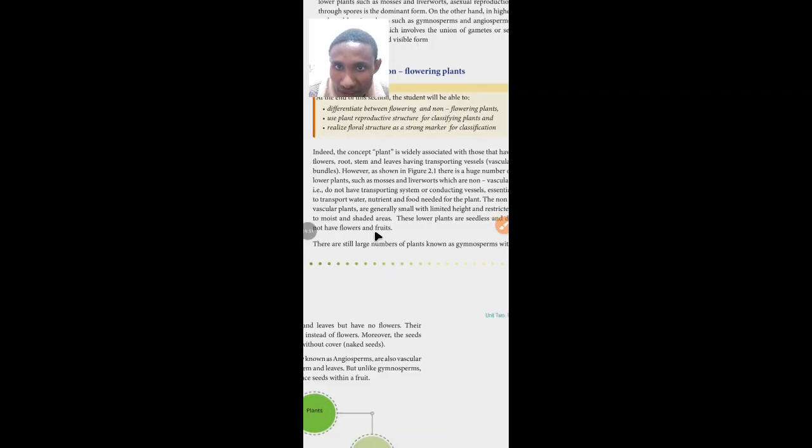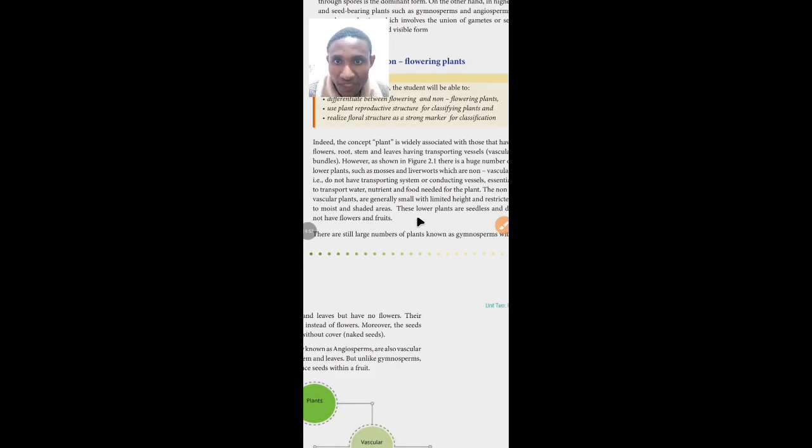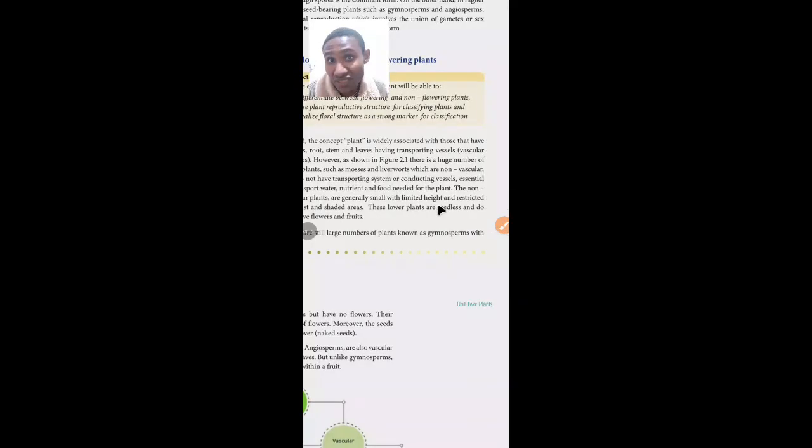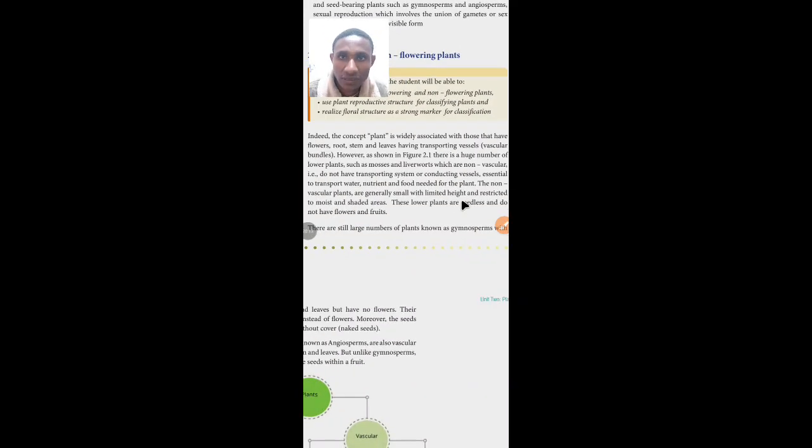Next it says lower plants are mosses and liverworts, that's obvious, and those mosses and liverworts are what? Non-vascular, or they do not have any vascular bundle. Non-vascular means they do not contain phloem and xylem, so they do not have a transporting system or conducting vessels, because they are lower plants.